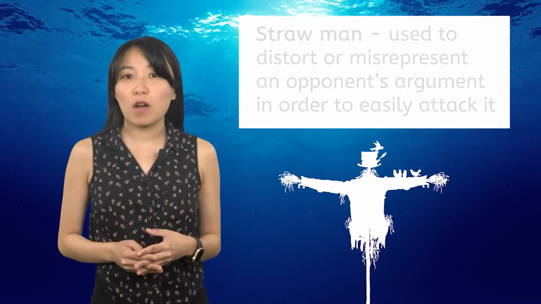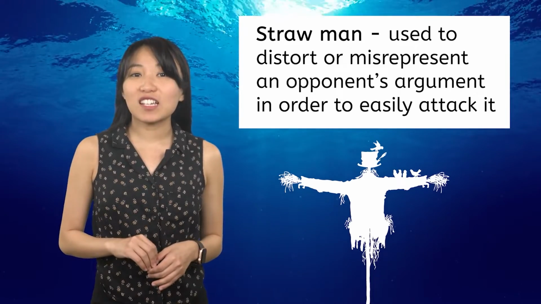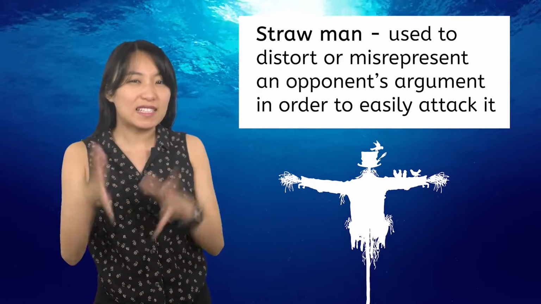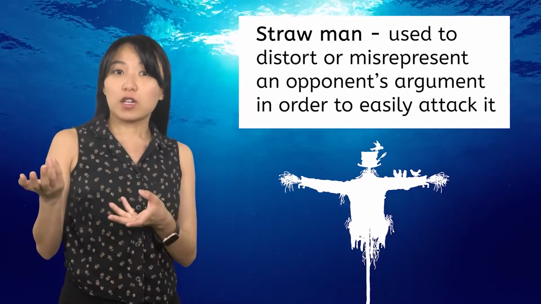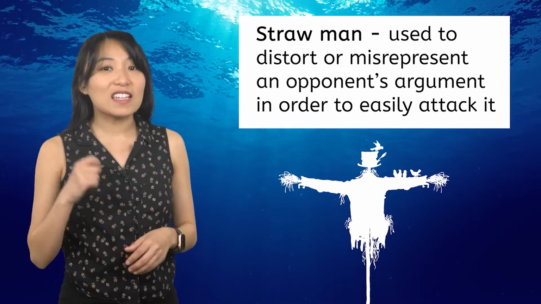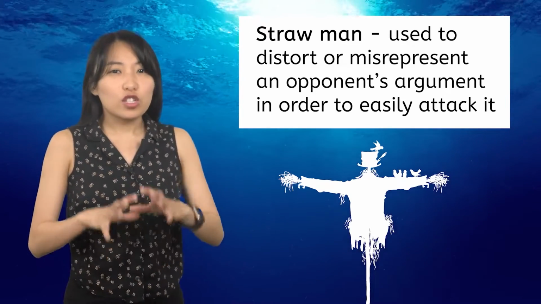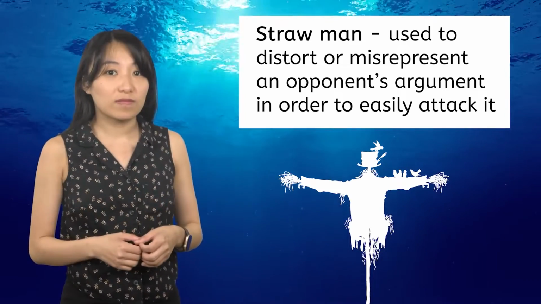Another dangerous fallacy lurking in the depths is the straw man fallacy. This fallacy is used to distort or misrepresent an opponent's argument in order to easily attack it. The term straw man represents a false opponent, much like a scarecrow, and this tactic is often used as a defensive maneuver. Distort your opponent's argument and then argue against the distortion.